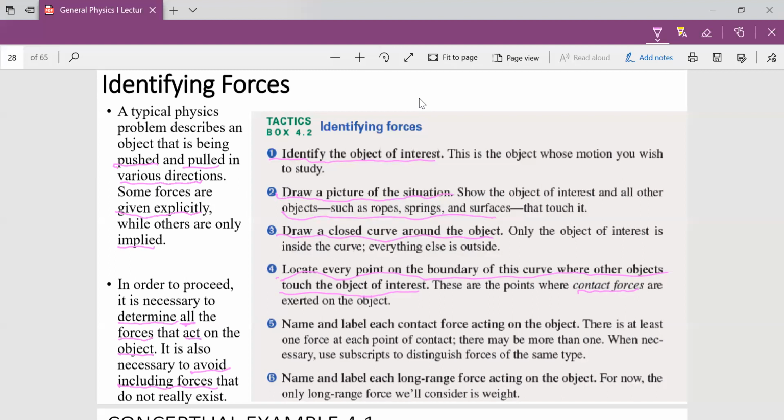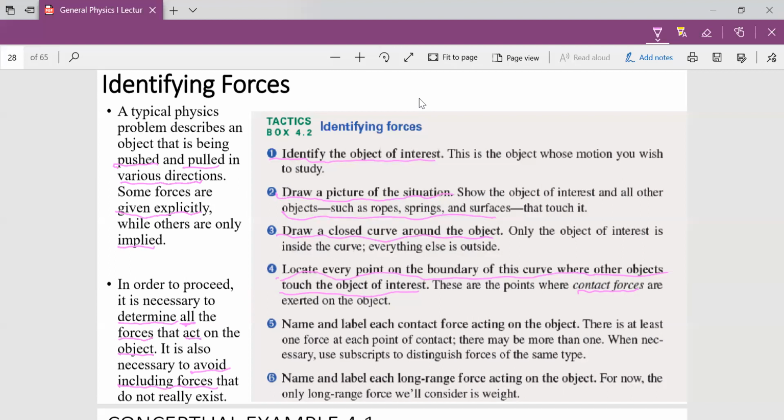Force, that is, force acting on an object that has physical contact with that object. Remember, we'll have the contact force and the long range force. Okay, so making that circle will help you pinpoint the contact forces around that object.